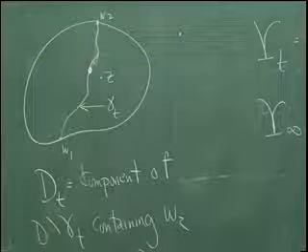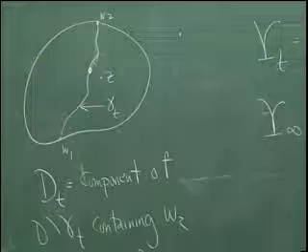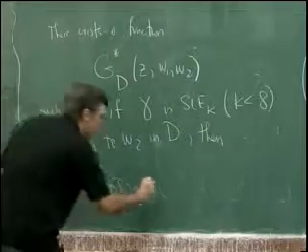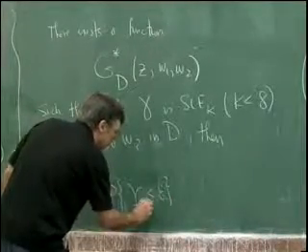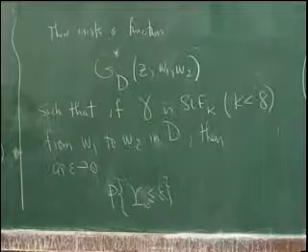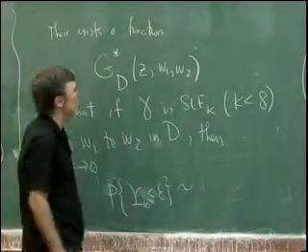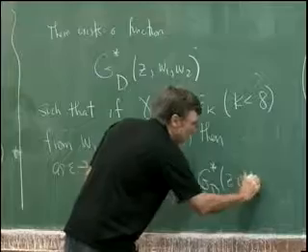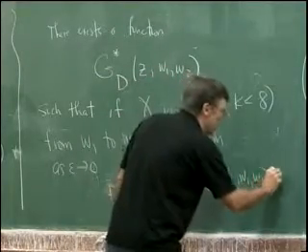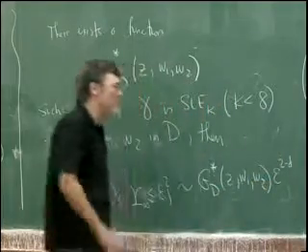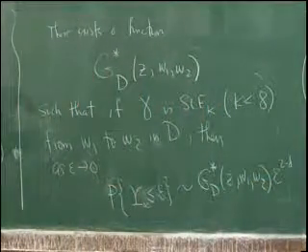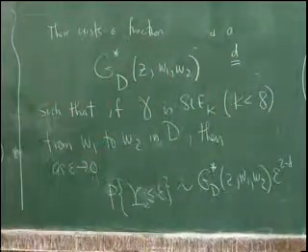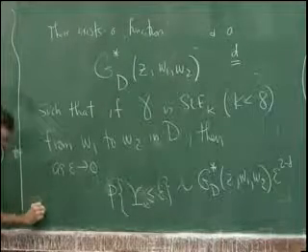Then the probability that this is less than or equal to epsilon at z is asymptotic to this number times epsilon to the 2 minus d. And I haven't told you what d is yet, by the way. So there exists a function and a d. And this is as epsilon goes to 0.